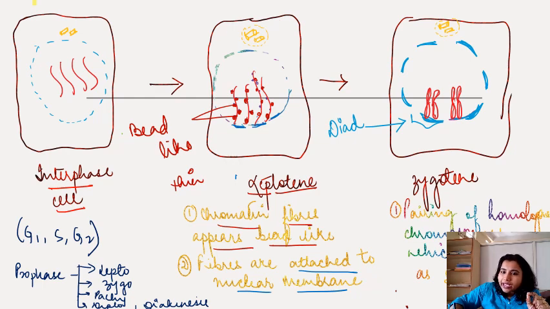Coming to the second phase, this is your second phase. First, second, third, this is fourth and this is fifth. Now let's move to the second stage, that is zygotene. What is happening in zygotene? Condensation of the chromosome takes place. As the chromosomes get condensed, the chromatin gets thicker. How will they change? They will get thicker. Clear?